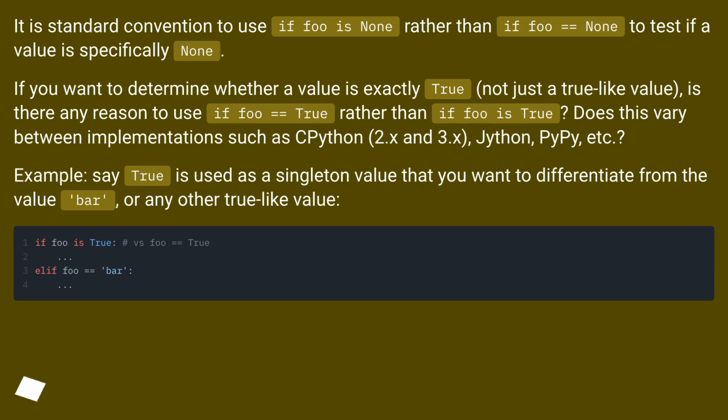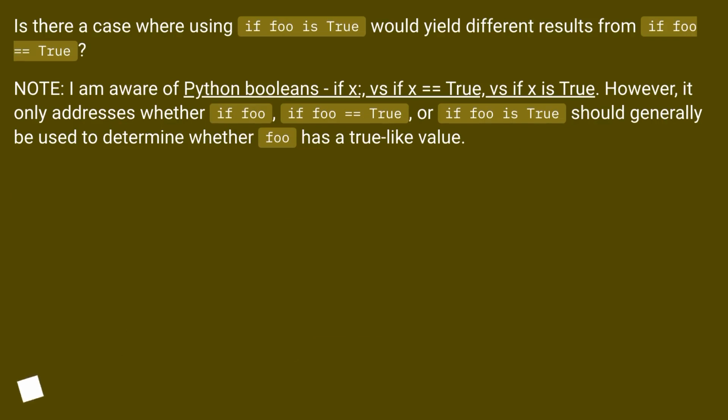Does this vary between implementations such as Python 2.x and 3.x, Jython, PyPy, etc.? Example: say True is used as a singleton value that you want to differentiate from the value bar, or any other true-like value. Is there a case where using "if foo is True" would yield different results from "if foo == True"? Note, I am aware of Python booleans: "if x" versus "if x == True" versus "if x is True".